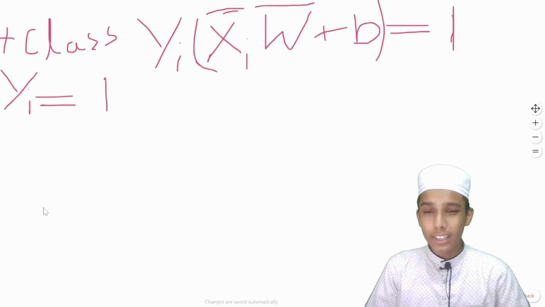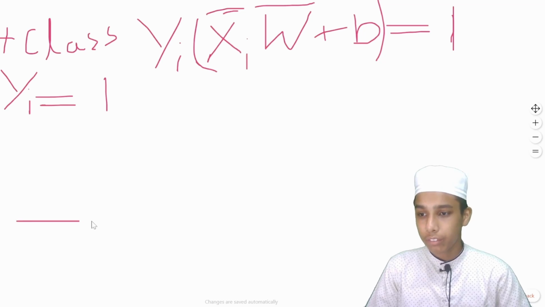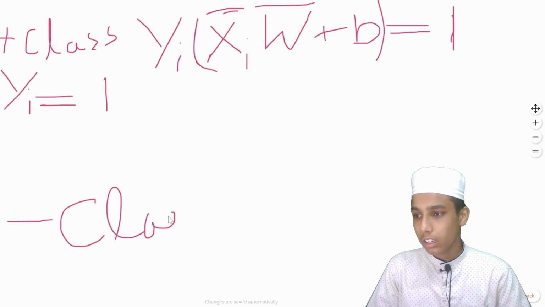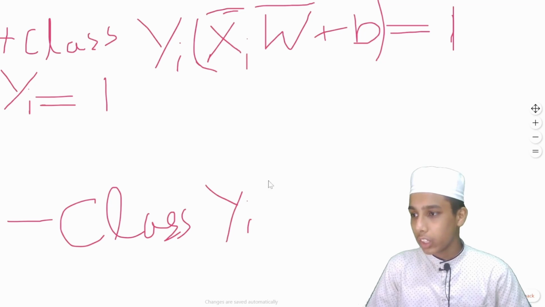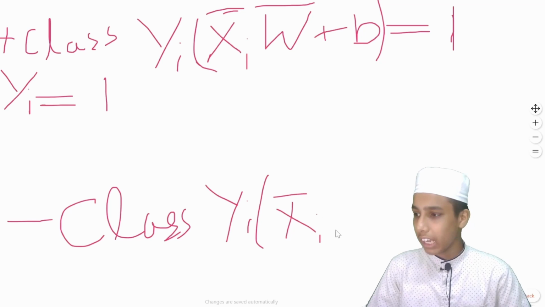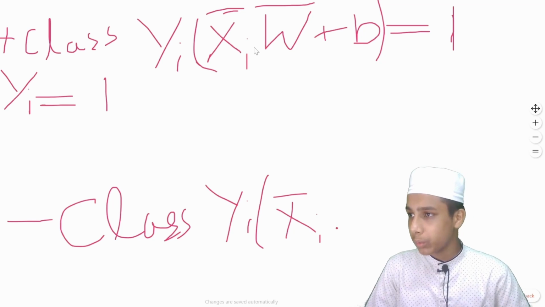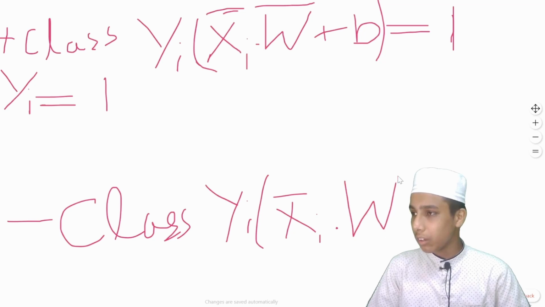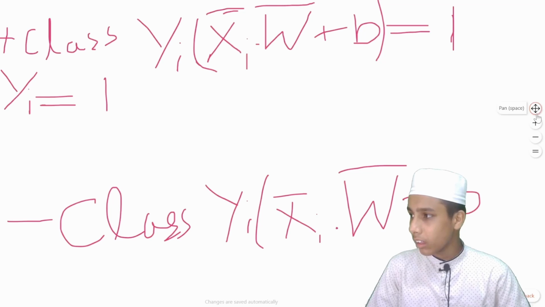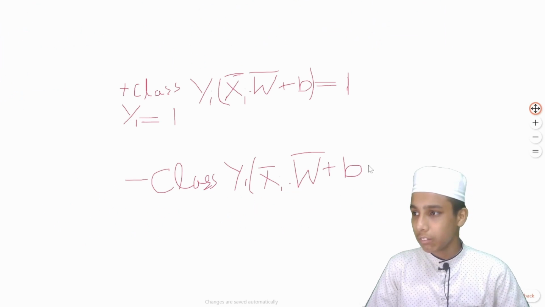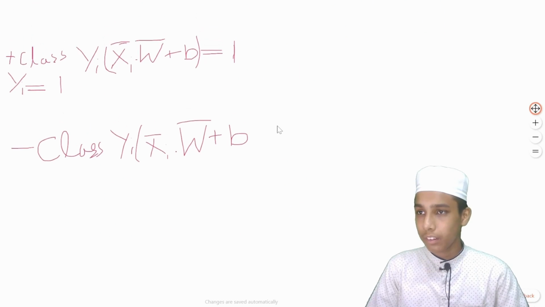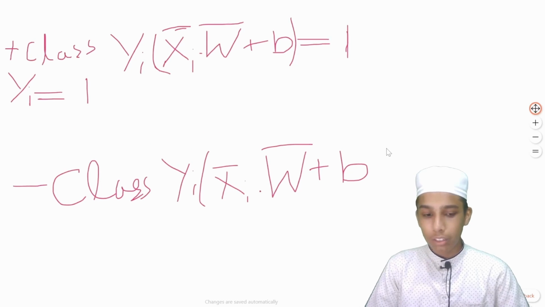Now guys, for the minus class, what we are going to do is give the minus class, then y sub i is going to multiply with the same thing, that is x sub i, and we have the multiplication here. Here also we forgot that one, now with the w plus b. Now you are able to see this one.